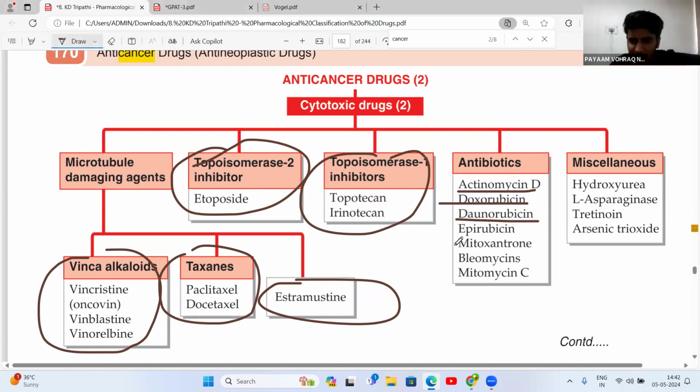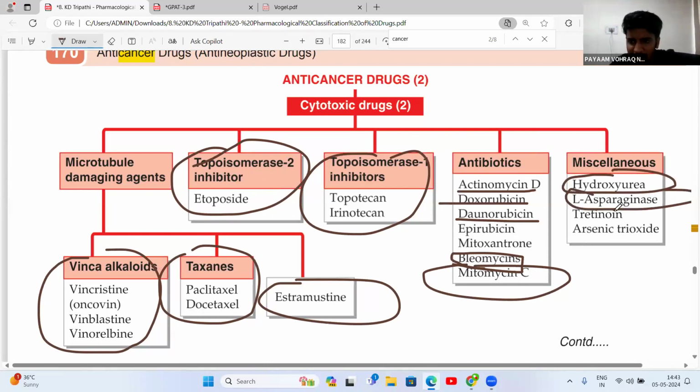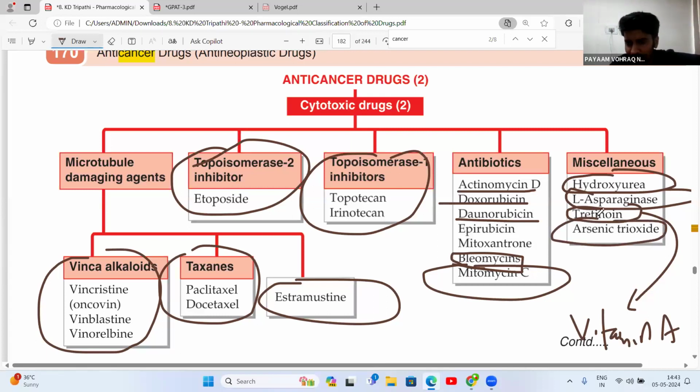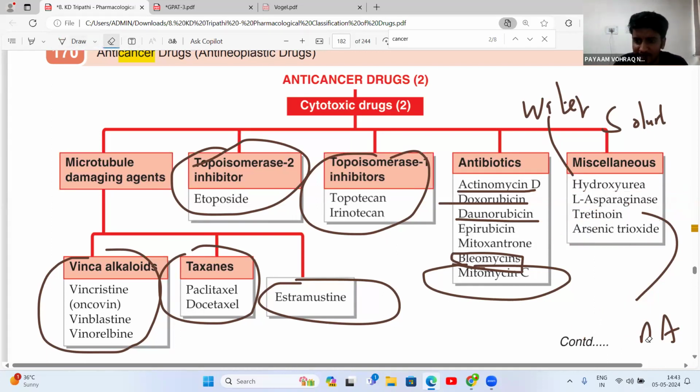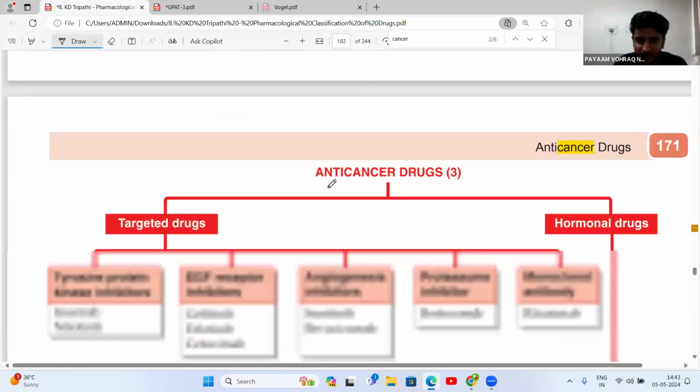Then bleomycin, as I mentioned, causes pulmonary fibrosis. Mitomycin C, hydroxyurea, asparaginase, tretinoin, which is a form of vitamin A. Arsenic trioxide. Hydroxyurea is a water soluble anti-cancer drug. Asparaginase inhibits the conversion of asparagine to aspartic acid. And it is L-asparaginase, not D-asparaginase. Please don't forget this.